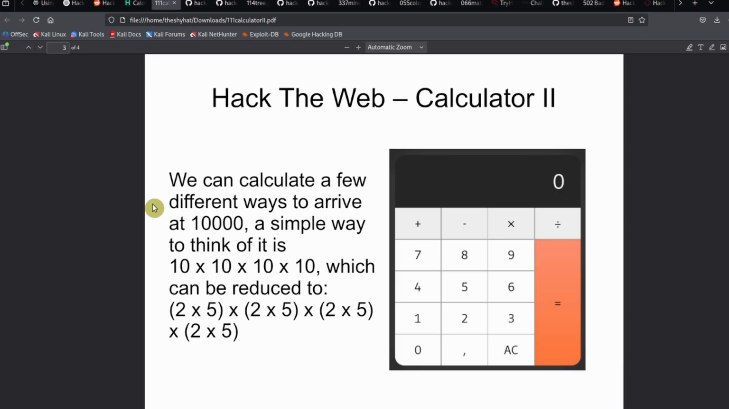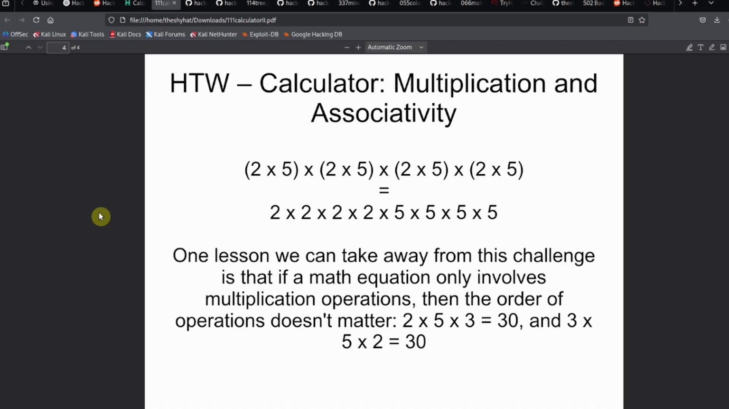So we can calculate a few different ways to arrive at 10,000. A simple way to think of it is 10 times 10 times 10 times 10, or 10 to the fourth power. But what we can do is reduce it to one-digit operations: 2 times 5 times 2 times 5 times 2 times 5 times 2 times 5. One thing we need to understand about multiplication is that it doesn't matter in what order you multiply, it'll always arrive at the same result.